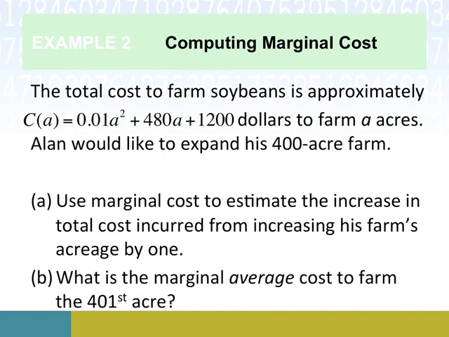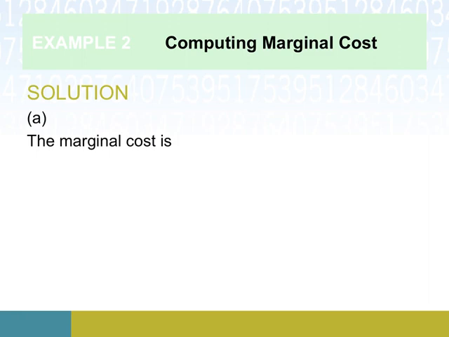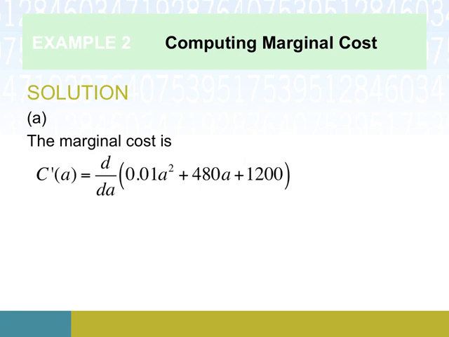So we have to remind ourselves how to get average cost, but that's not too bad. Part A: the marginal cost, we were told, is the derivative, the rate of change in our cost function. So C prime, we would take the derivative with respect to A of this whole deal. That's not so bad. We've been doing stuff like that for a little bit. So the power rule would bring the 2 down. We'd have 0.02A, 480, and then the A would be gone, and so would this constant.